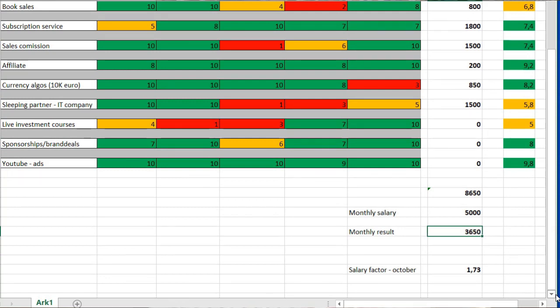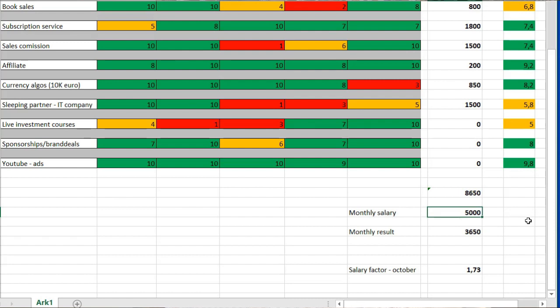If you haven't seen the video about the salary factor and the freedom factor, I will put a link up here on top of the video and below the video, and where I can put it. And you can see what salary factor and freedom factor are. But my salary factor is basically just how much more money I'm making than I need. So the 1.73 here is the 8,650 divided by 5,000. That is it.